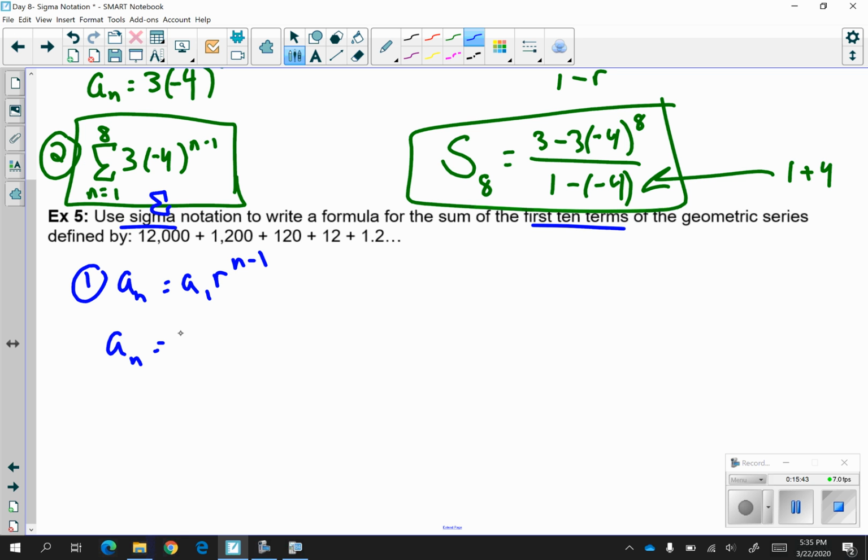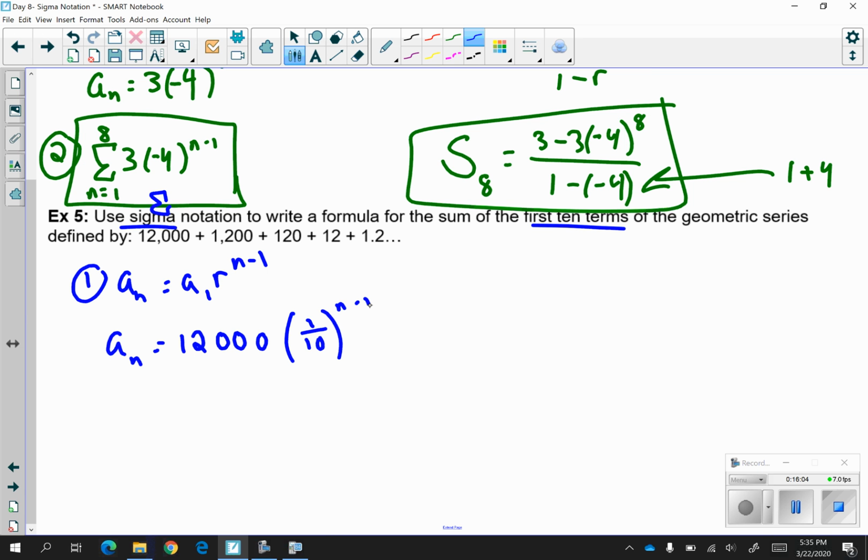My first term is 12,000. My common ratio, it looks to me like we're dividing by 10 each time, right? Because we're losing a 0 each time. So I'm going to make it 1 over 10 to say that I'm dividing by 10.